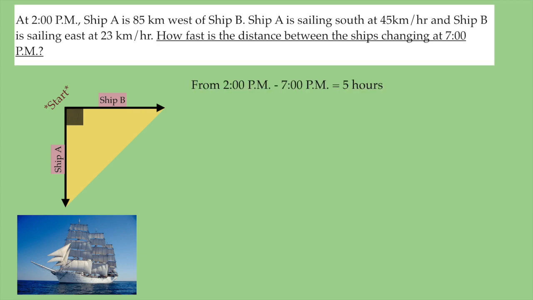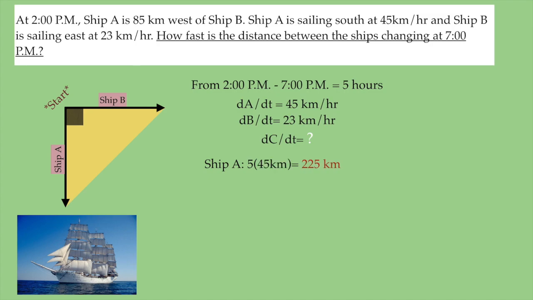So from 2 p.m. to 7 p.m. is 5 hours. And we're given the rate of change for both Ship A and Ship B. For Ship A, it's 45 kilometers an hour, and Ship B, it's 23 kilometers an hour. But we're trying to find dc over dt, where c is the hypotenuse, which is the distance between A and B, and we're trying to find that with respect to time.